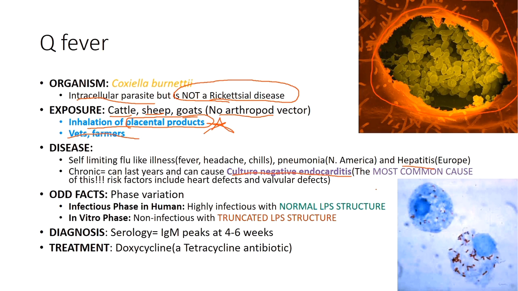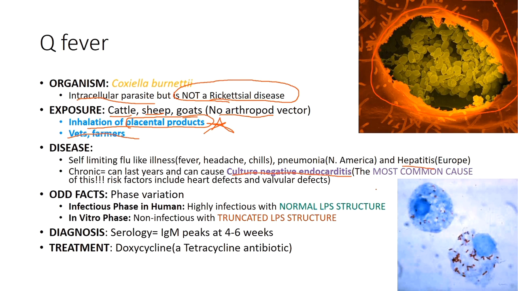And remember, risk factors for this guy usually are non-culturable ones. We're going to find it growing on heart defects and valvular defects, something that predisposes them to having endocarditis. So odd facts, it has this phase variation, which is super weird. I don't know why it's high yield, but it is, for no apparent reason.